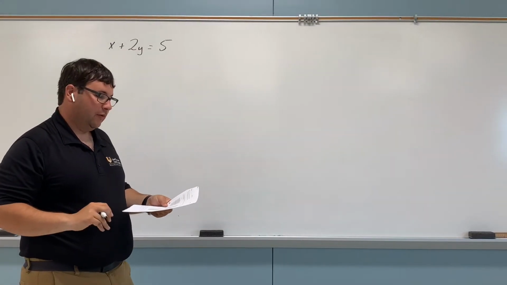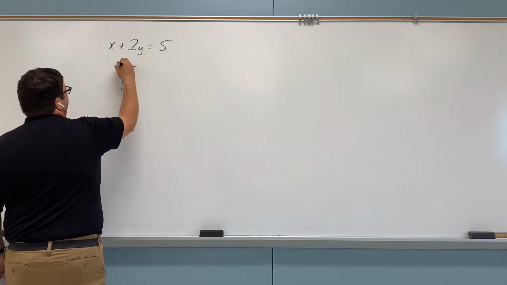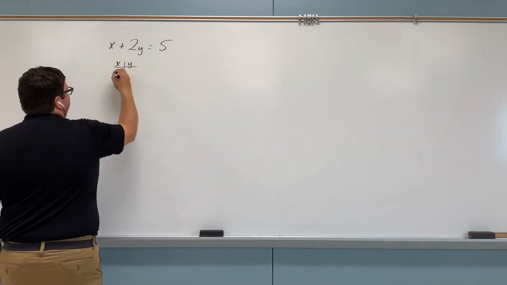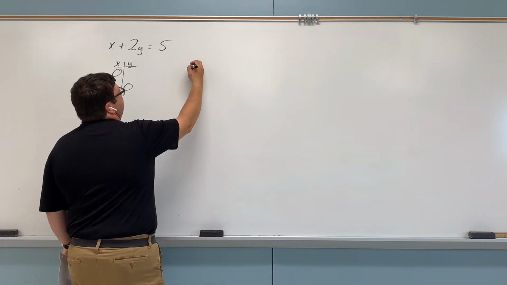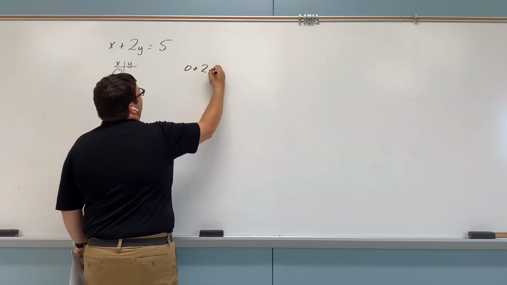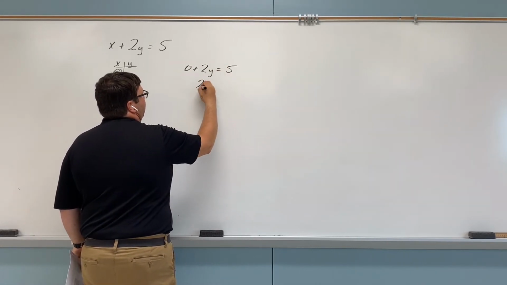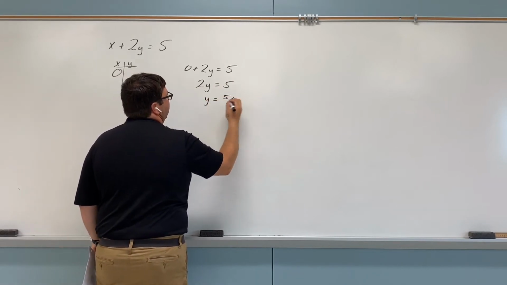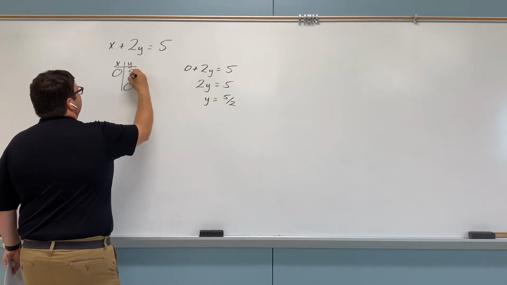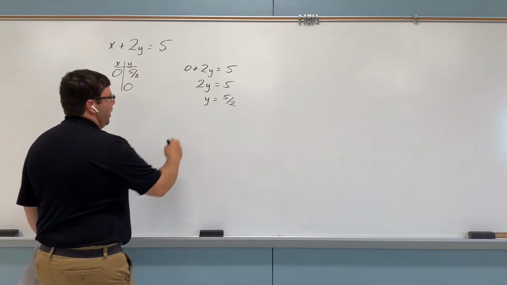Again, same directions, find the intercepts and graph. So let's get our xy chart. 0 for x, 0 for y, and let's find them out. So I have 0 plus 2y is equal to 5. 2y is equal to 5. y is equal to 5 halves. Told you fractions are friends, not food. They would always come up.